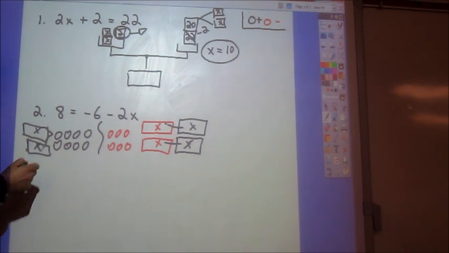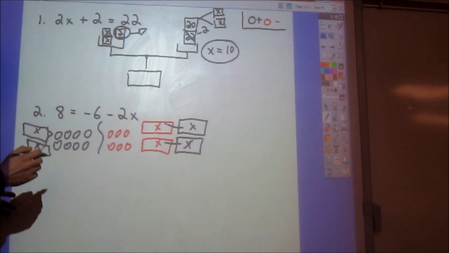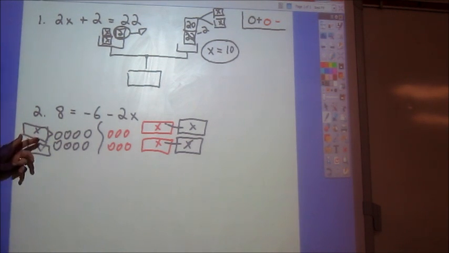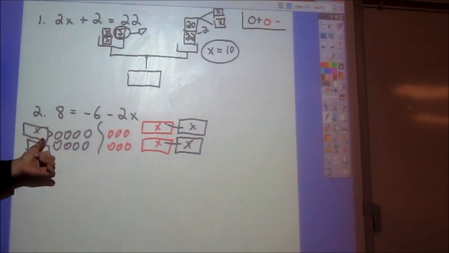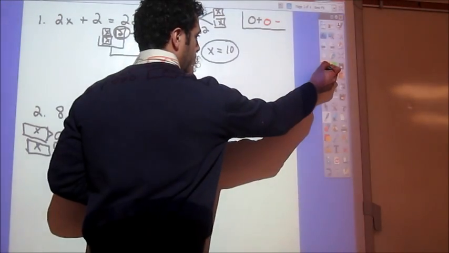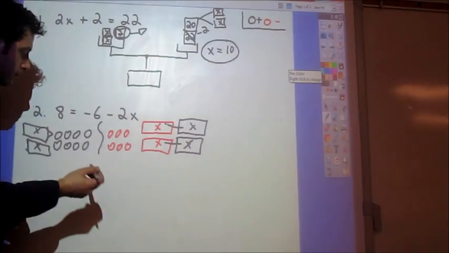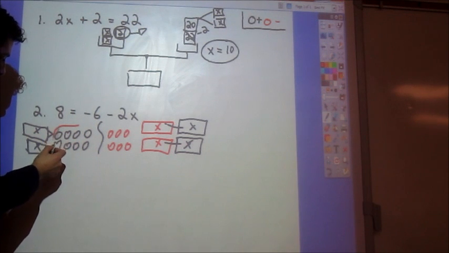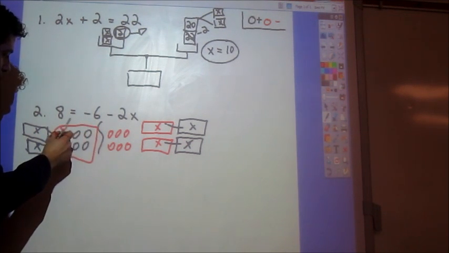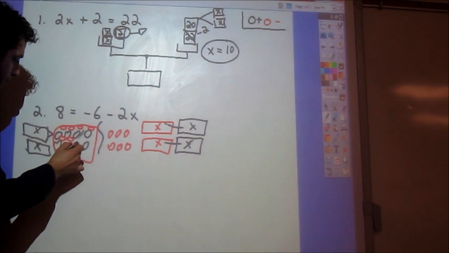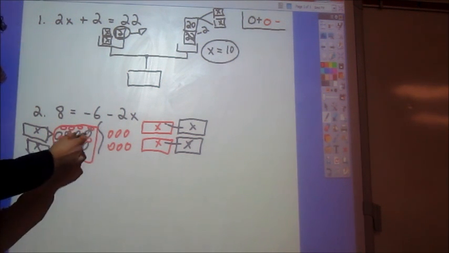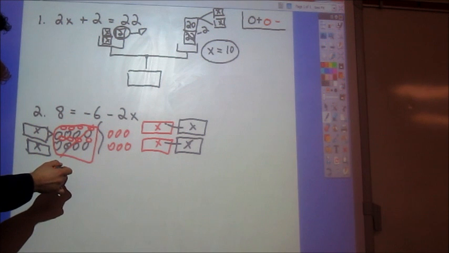Okay? And now I have 2 variable tiles that I can use in order to determine what one of them is equal to. So what I want to do now is isolate these positive variable tiles. In order to do that, I can remove these ones by adding a negative for each one of them. A total of 8 negatives will make 8 zero pairs.